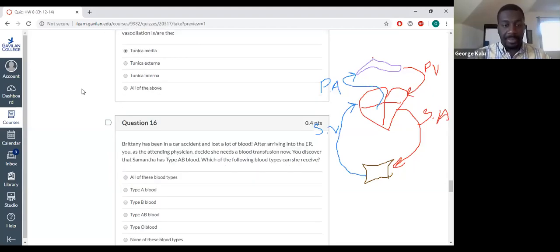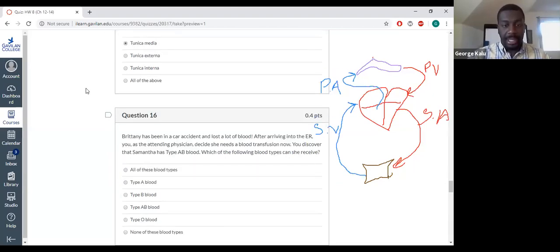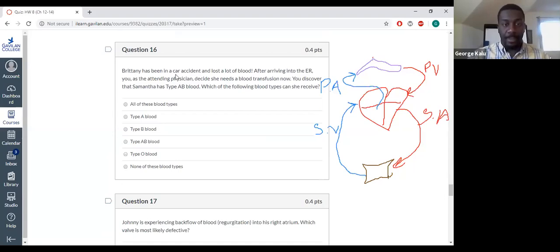Perfect. Okay. Number 16. Brittany has been in a car accident and lost a lot of blood. After arriving to the ER, you, as the attending physician, decide she needs a blood transfusion now. You discover that, oh, I messed up the names here. This is supposed to be Brittany.